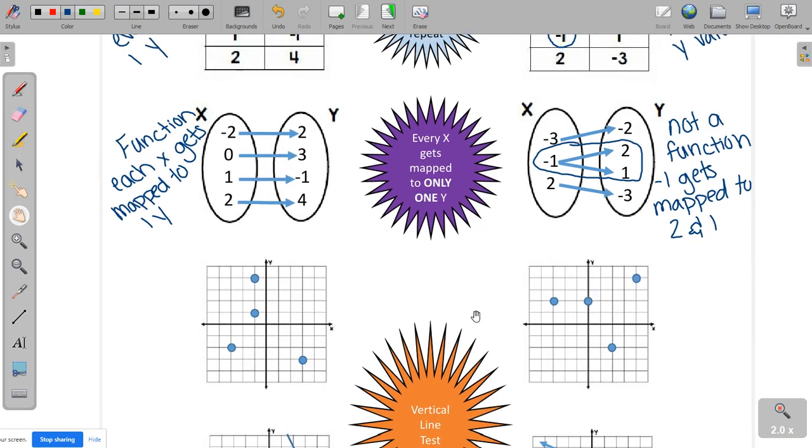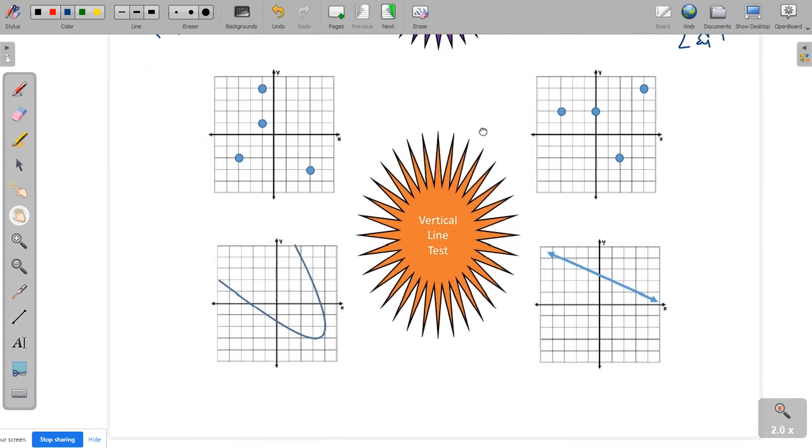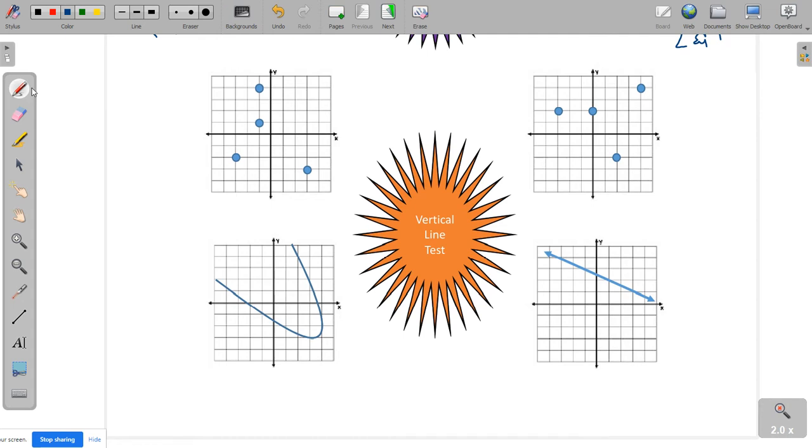So the last examples we're going to look at are graphs. The nice thing about graphs is we can do a vertical line test to see if they are a function. A vertical line test is just drawing straight up and down lines, and if the graph touches that line more than once, then it's not a function. So let's look at this first example. If we draw a vertical line down, we hit 2 points on this line right here. So since we hit 2 points, it's not a function.